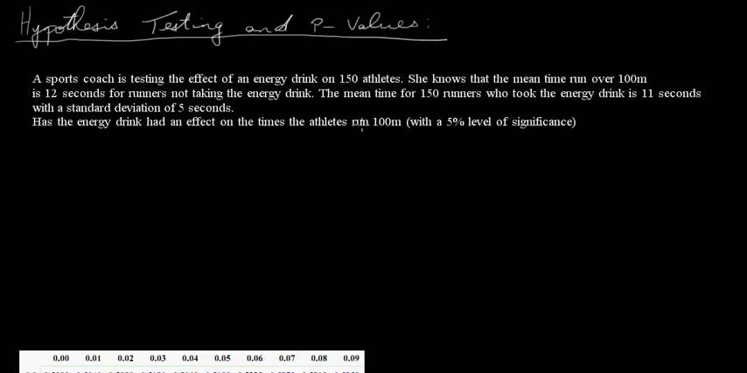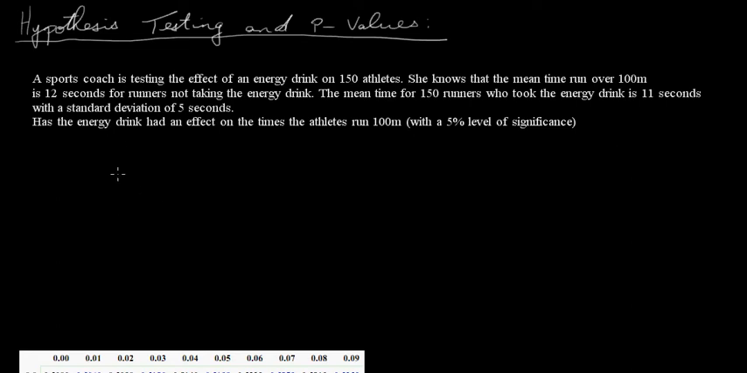Now, she knows that the mean time run for over 100 meters for athletes is 12 seconds. And this is for the athletes who are not taking the energy drink. Now, the mean time for these 150 runners who did take the energy drink is 11 seconds, and they have a standard deviation of 5 seconds. So if you don't take the energy drink, the mean time is 12 seconds, and when she tested the 150 runners with the energy drink, they had a mean time of 11 seconds with a standard deviation of 5 seconds. So it does look like there's a slight improvement, but is it significant?